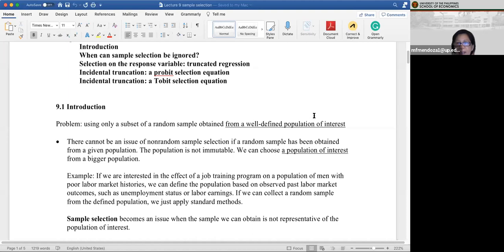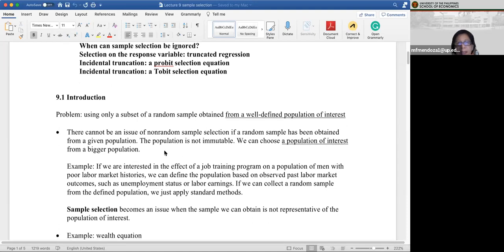Okay. So after you have defined that well-defined population of interest, most of our theory, where we get our traditional parameter estimates, uses a random sample from this population. The problem arises if you use only a subset of a random sample. There cannot be an issue of non-random sample selection if a random sample has been obtained from a given population. So the population is not immutable. That means it is not some constant, though you define it at the start. We can choose a population of interest from a bigger population.